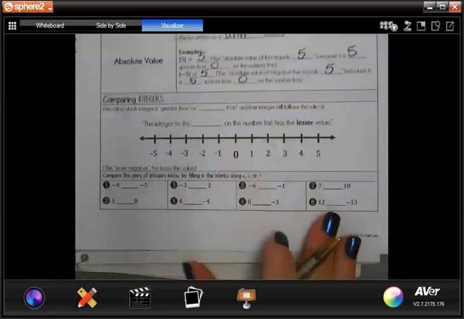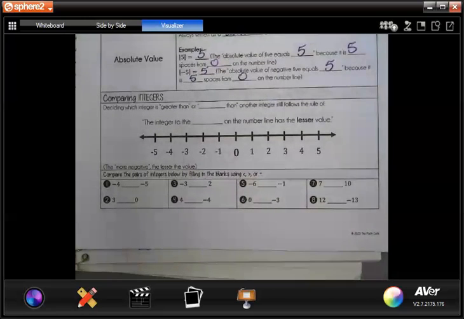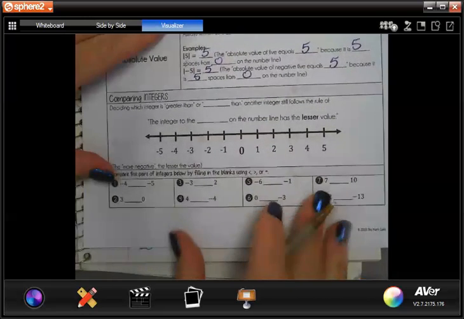Now comparing integers. To compare integers, we have 2 symbols that we're going to use.